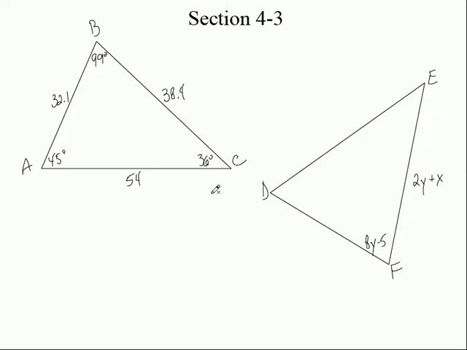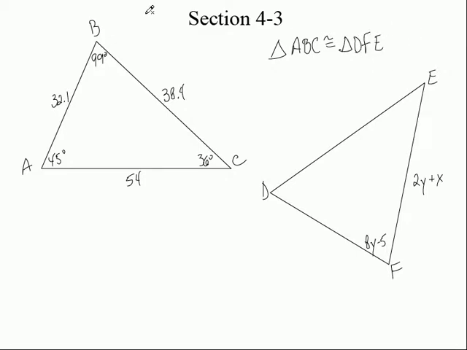All right, this is taken from example 2 on page 254 if you want to follow along. So I've got these two triangles right here. Now they tell you something about these triangles. They tell you that triangle ABC is congruent to triangle DFE.